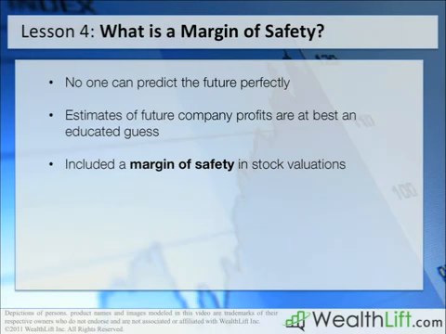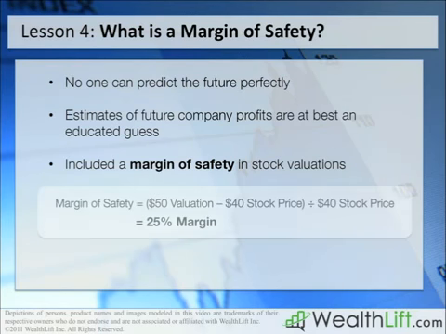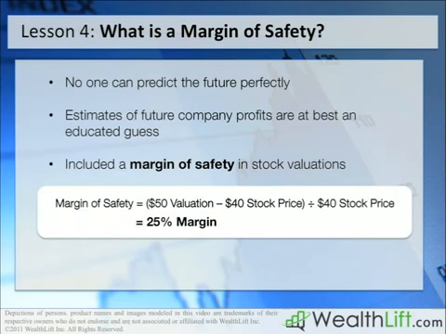He therefore realized the need to include a margin of safety in the valuations of companies, so that even if predicted earnings estimates were significantly off, you could still come out ahead by having a large margin of safety to work with. For example, if using DCF analysis, you come up with a valuation of $50, while the current market stock price is $40, you have a 25% margin of safety between the actual stock price and what you believe to be the fair value for the stock.